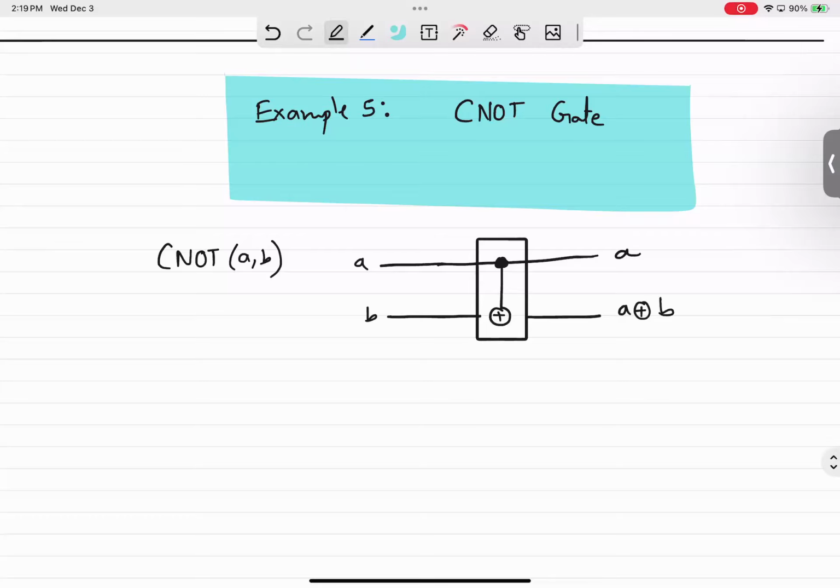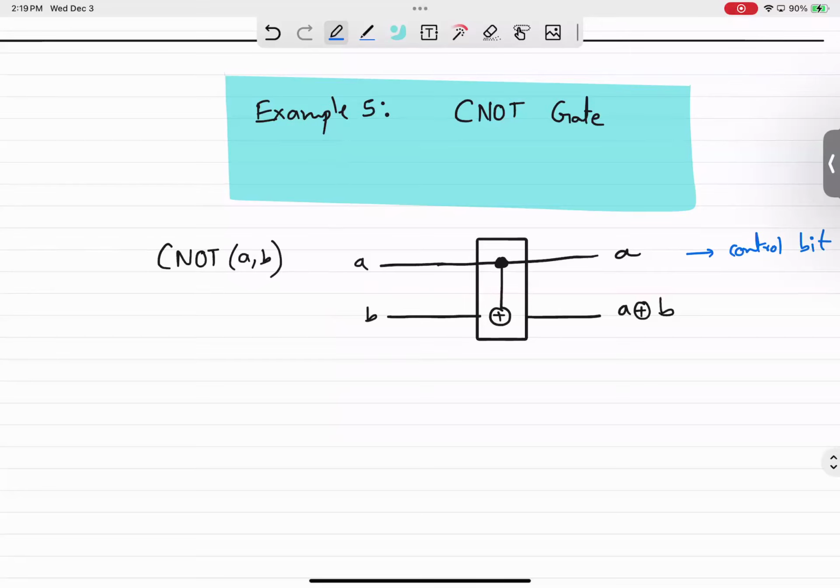Meaning, if the first bit is a 0, the second bit also doesn't get changed. But if the first bit is a 1, then the second bit gets negated. That's why it's called a control NOT, right? So the first bit is controlling whether or not the second bit is getting negated. You might hear the term "control bit": it tells you whether or not the second bit is going to be negated.